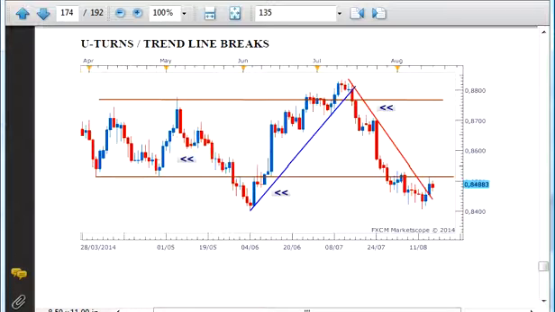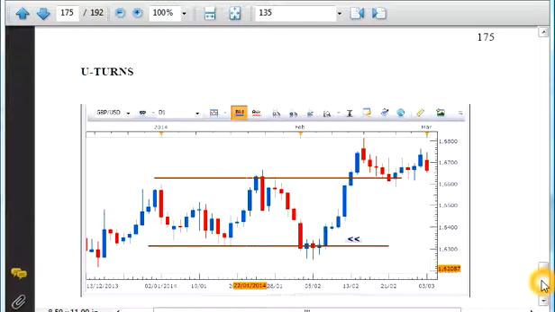Here you can see an example that took place on the New Zealand US dollar pair last year. Here you can see an example of a strong U-turn that led to the movement to the other side of the boundary, again at this area here, and an example of what takes place when we're talking about a trend line break right here. Double bottoms are also very common.